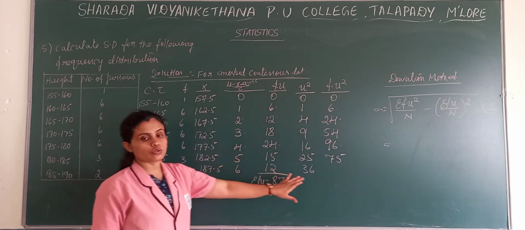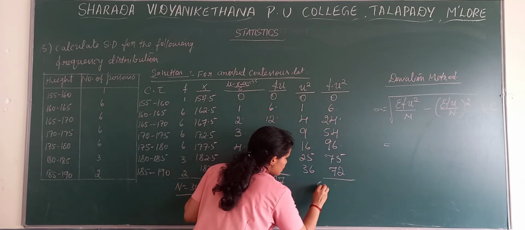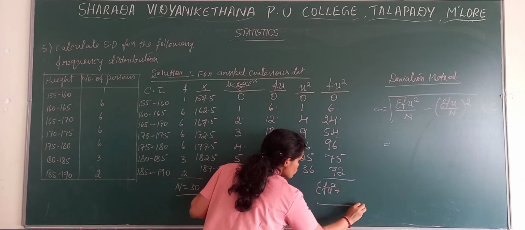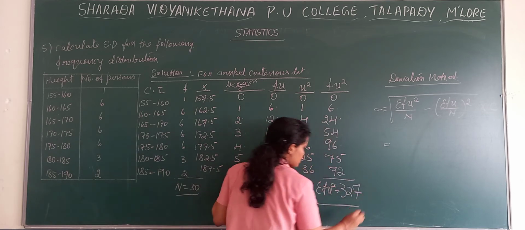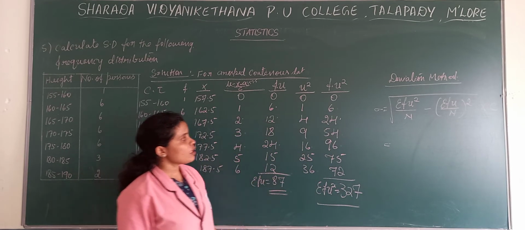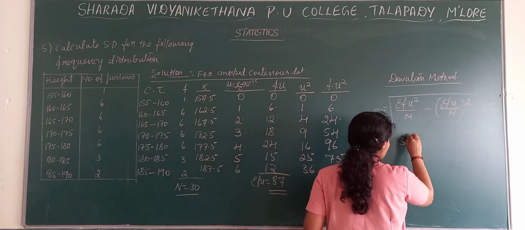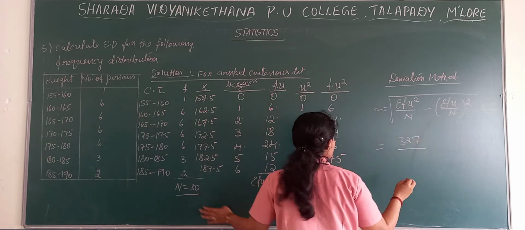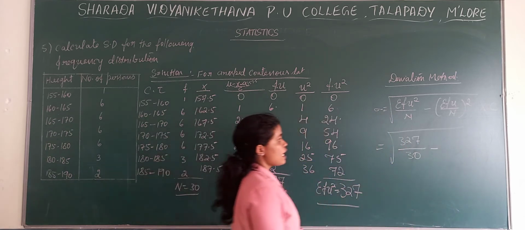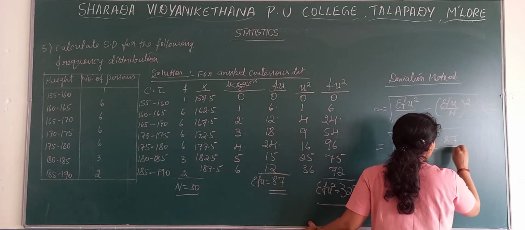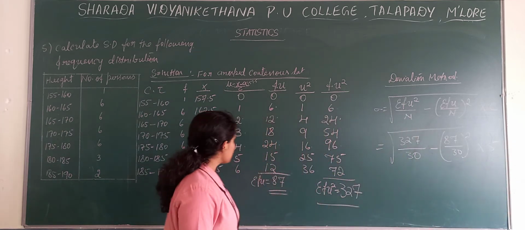75. Next 2 into 36, there we get 72. Now total this particular column, that is sigma fu square. So when we total it, here we get 327. Now substitute into the formula here. Sigma fu square we got as 327 by n value is 30 here, minus sigma fu as 87 divided by 30, into 5, the width of the class intervals.